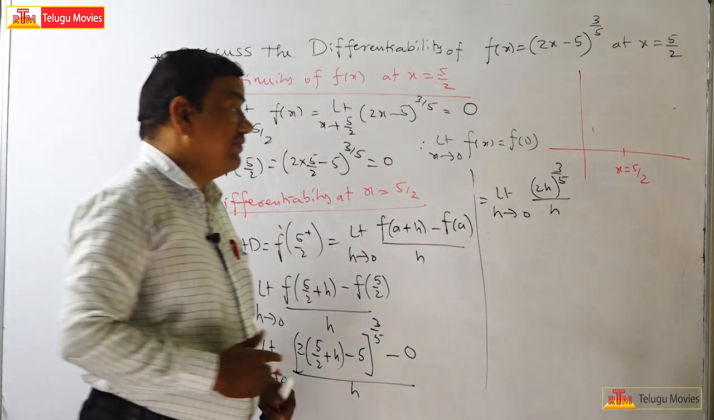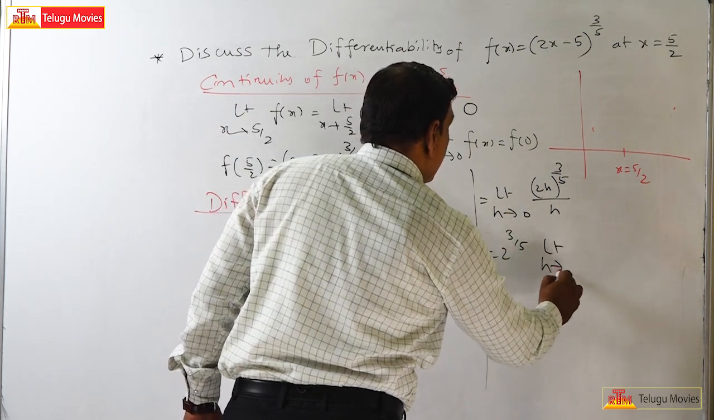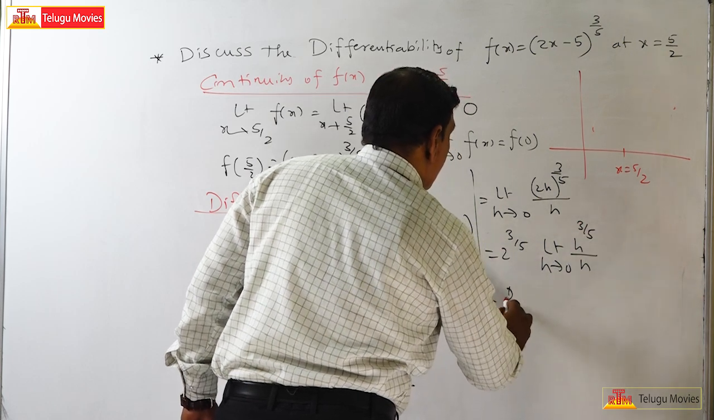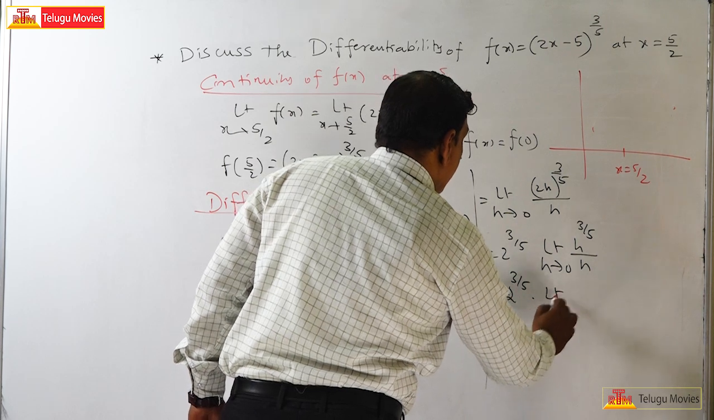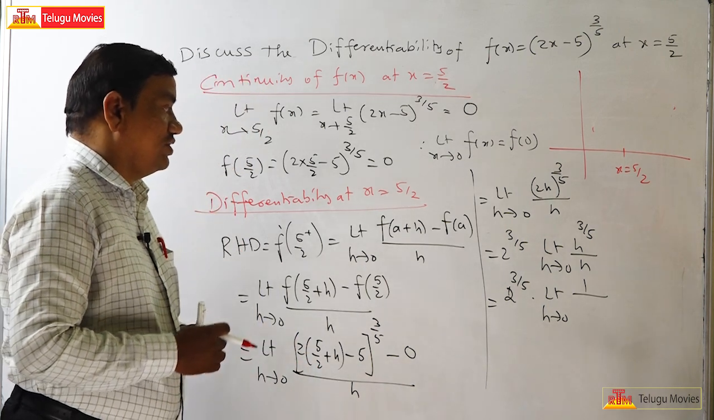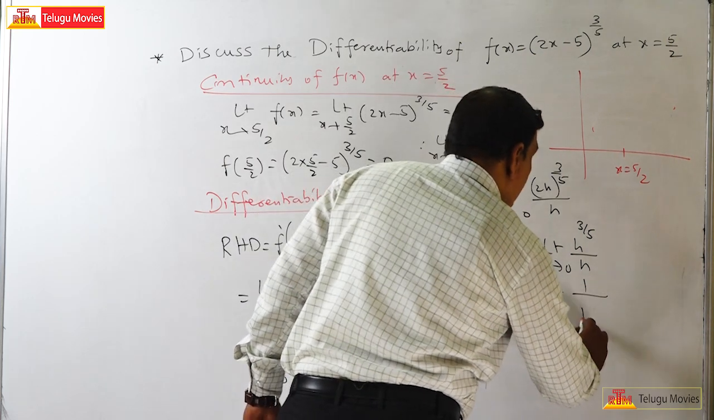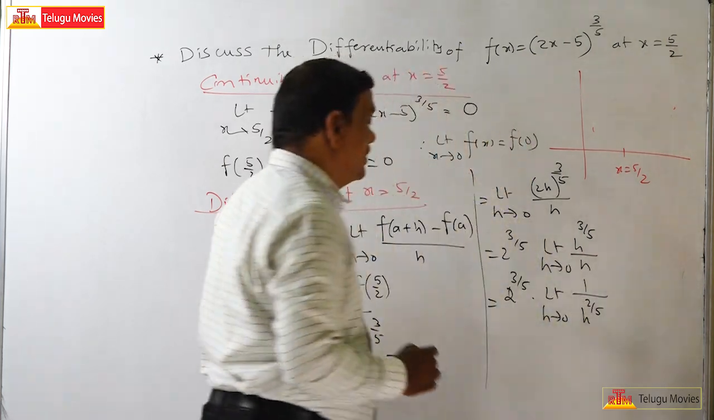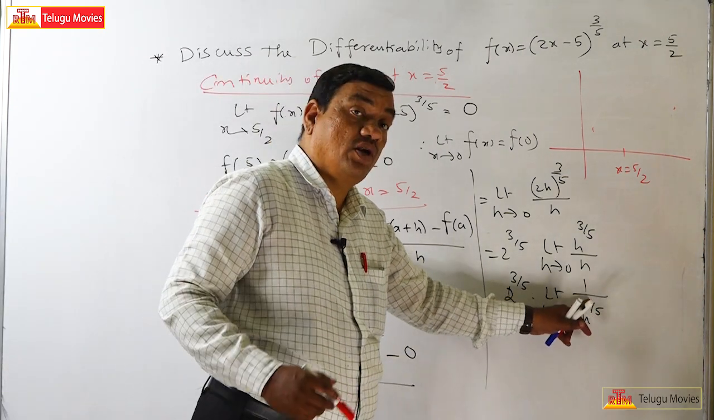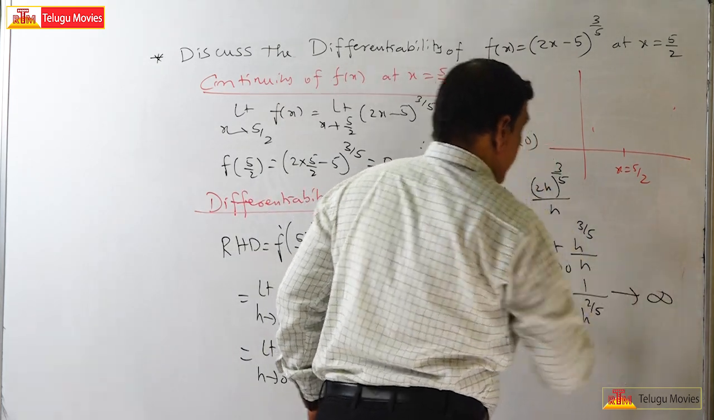2 to the power of 3 by 5 is a constant, take it outside. So 2 to the power of 3 by 5 into limit h tends to 0, h to the power of 3 by 5 divided by h. This is h to the power of 3 by 5 minus 1, which is minus 2 by 5, so it equals 1 by h to the power of 2 by 5. As h approaches 0, h to the power is in the denominator, so this tends to infinity.